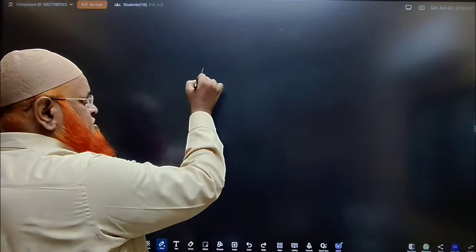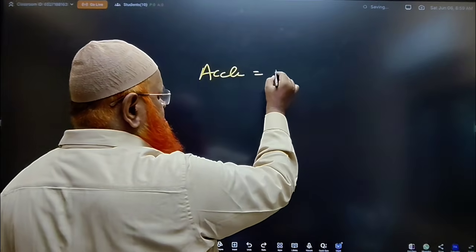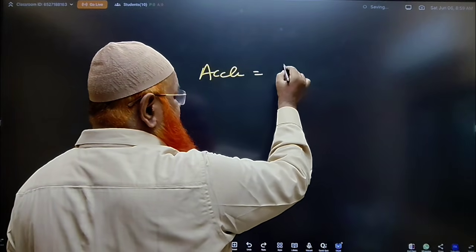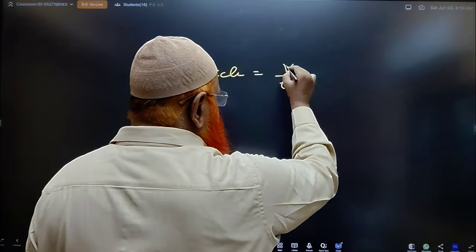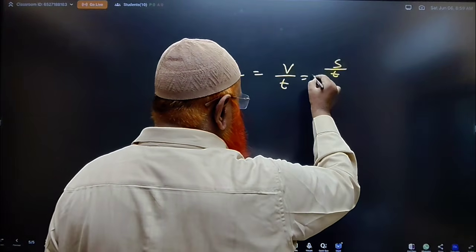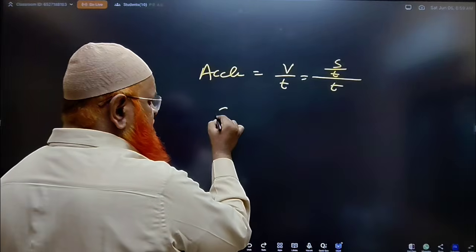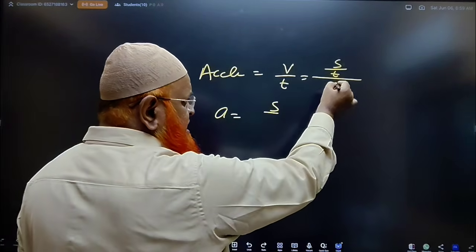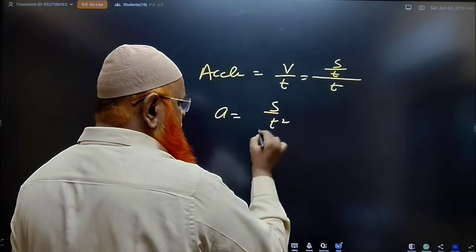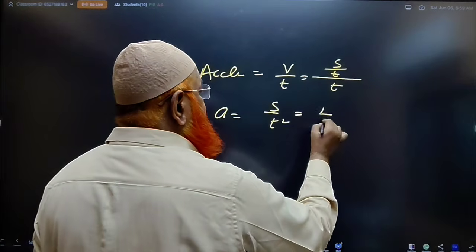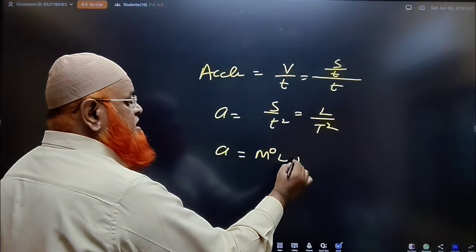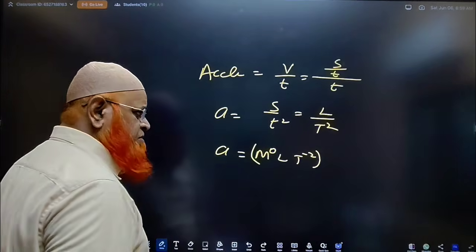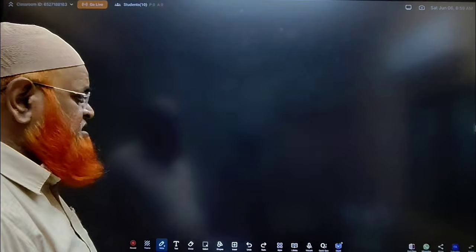What is the next? Acceleration. Acceleration means change in velocity by time. Velocity means displacement by time, whole divided by T. So therefore acceleration A is s and this T becomes T square. So this is going to be L by T square. Here mass is not present, so M power 0, L, T power minus 2 is going to be the dimensional formula for acceleration.